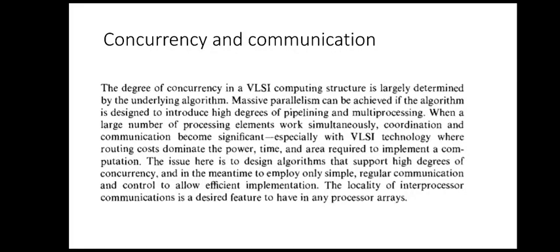Concurrency and communication. The degree of concurrency in a VLSI computing structure is largely determined by the underlying algorithm. Massive parallelism can be achieved if the algorithm is designed to introduce high degrees of pipelining and multiprocessing. When a large number of processing elements work simultaneously, coordination and communication become significant, especially with VLSI technology where routing costs dominate the power, time and area required to implement a computation. The issue here is to design algorithms that support a high degree of concurrency and in the meantime to employ only simple regular communication and control to allow efficient implementation.